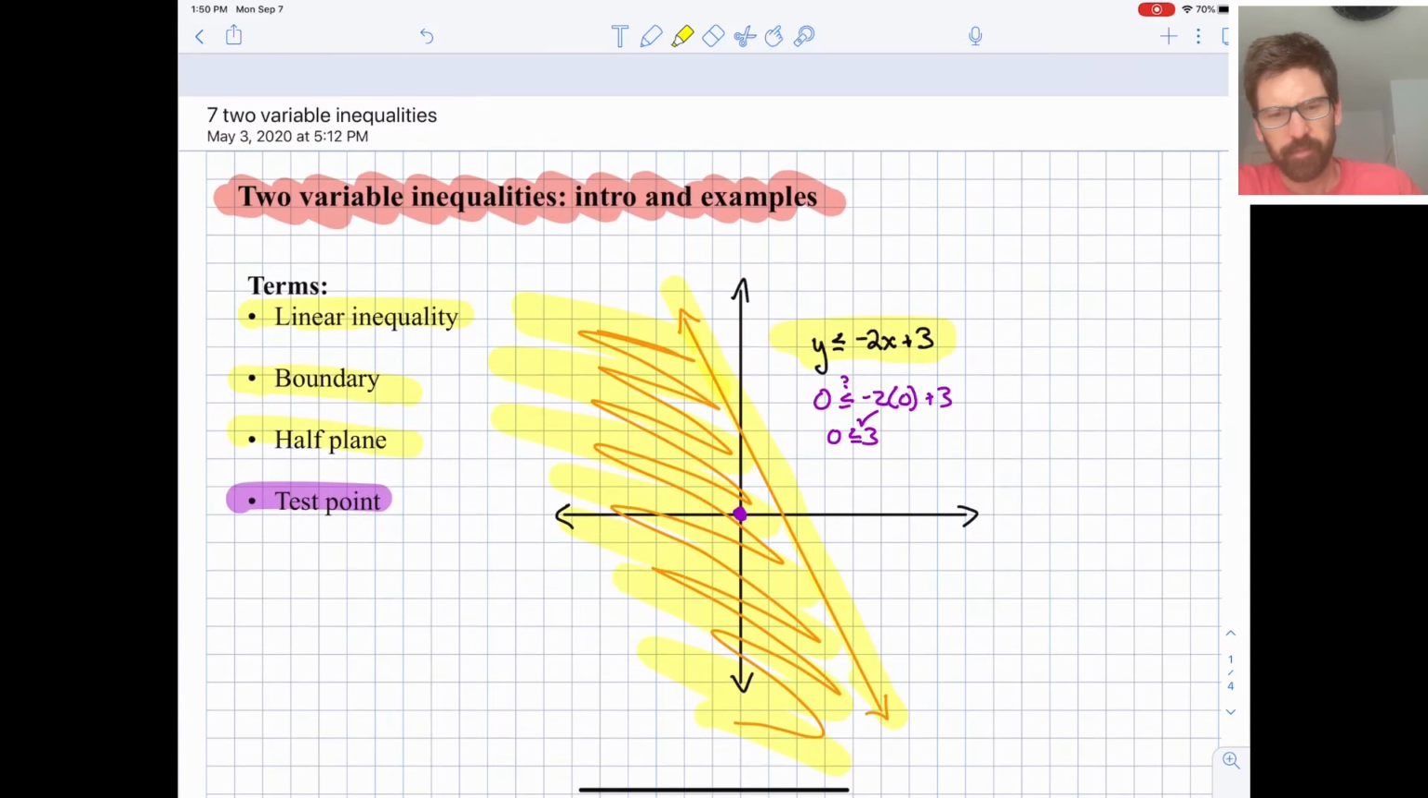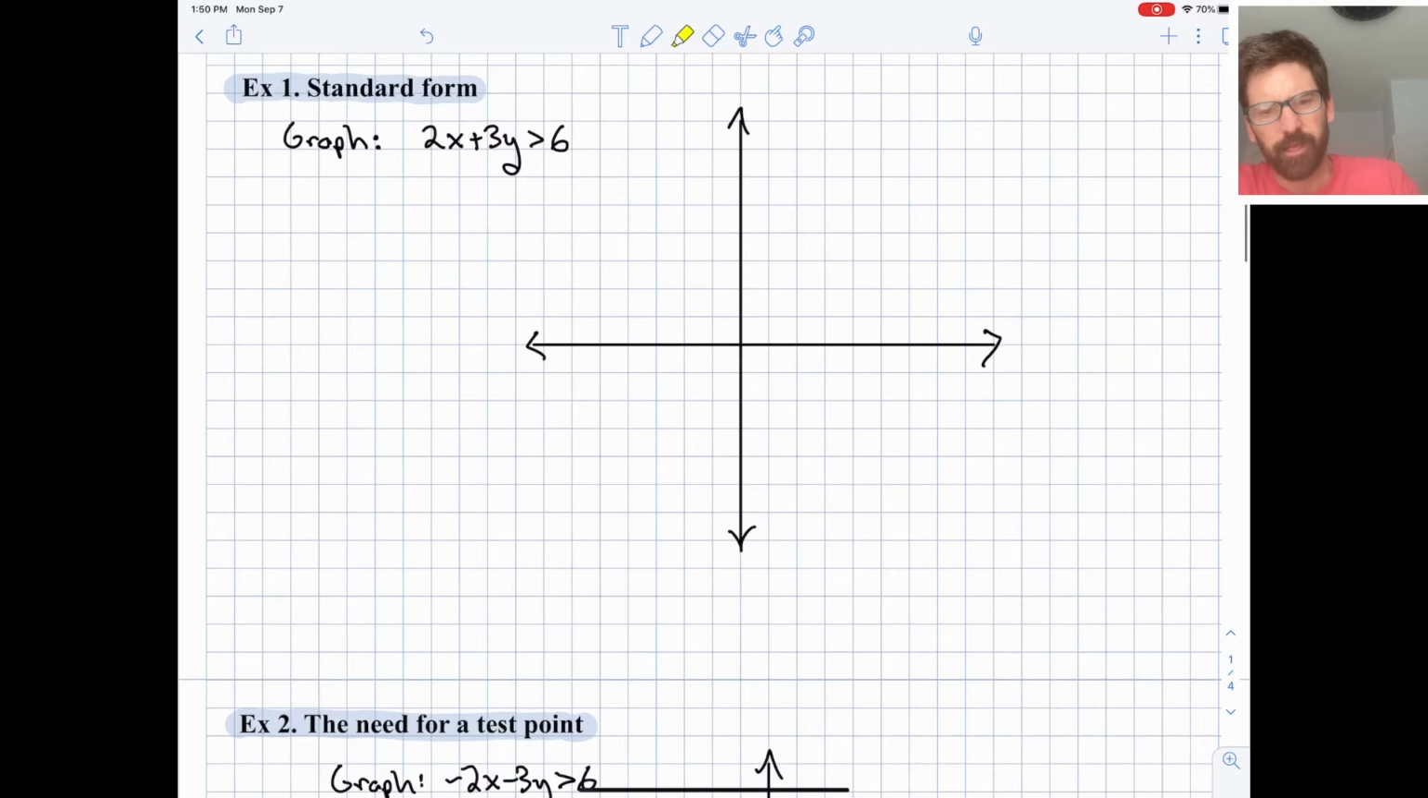Did I have a reminder up here? I didn't. That if we have a greater than or a less than symbol, we have a dotted or dashed line. If we have a greater than or equal to, or less than or equal to, we have a solid line. Okay. So let's plot the boundary line first, and then we can shade one side or the other.